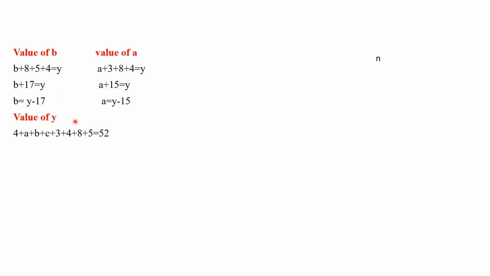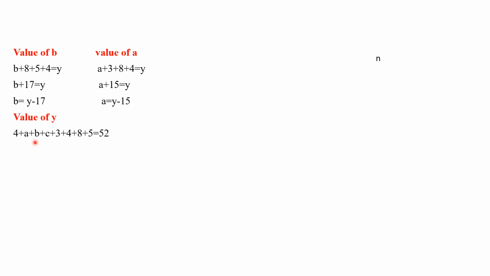Now you can see that I have only one unknown, that is Y. Because I've got the value of C, and the value of B is now in terms of Y, it means I'll have only one unknown in my equation. That's why I'm using the universal set.